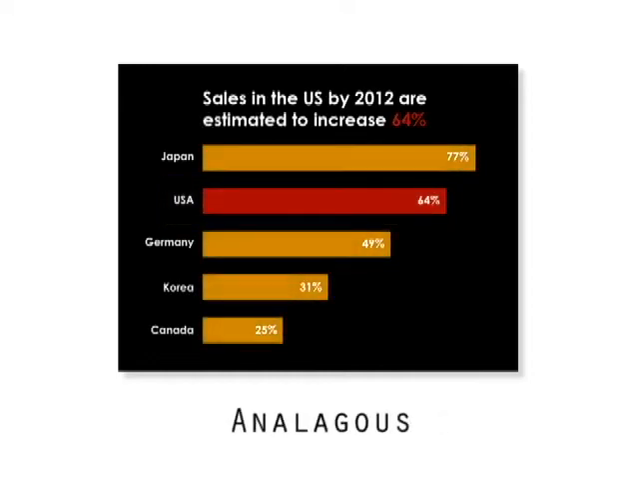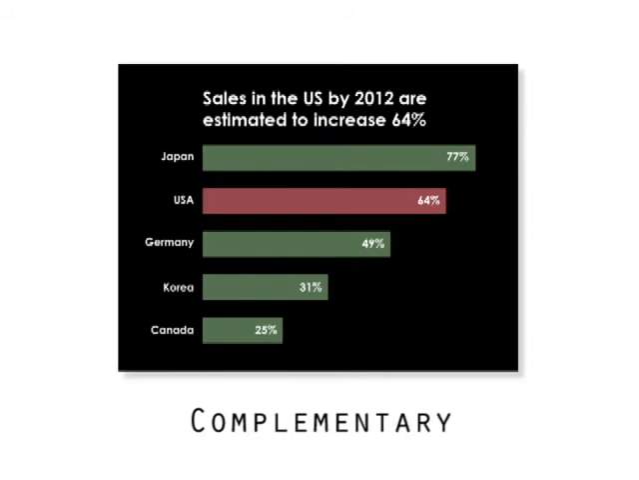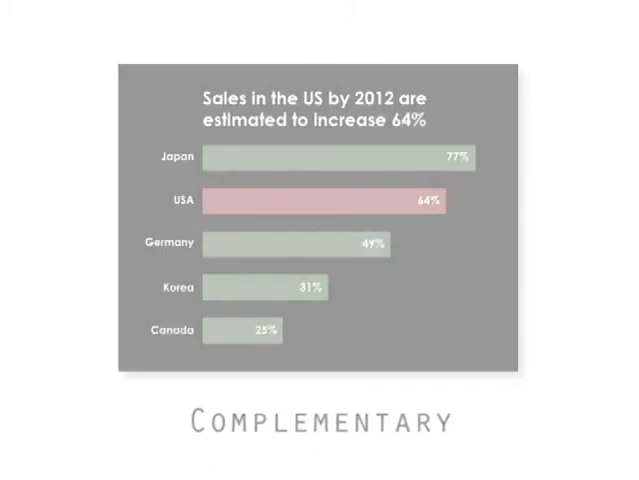An analogous color scheme will use colors that are directly next to each other on the color wheel. Complementary colors are two colors that are opposite each other on the color wheel. These two schemes can also be used to call out information.